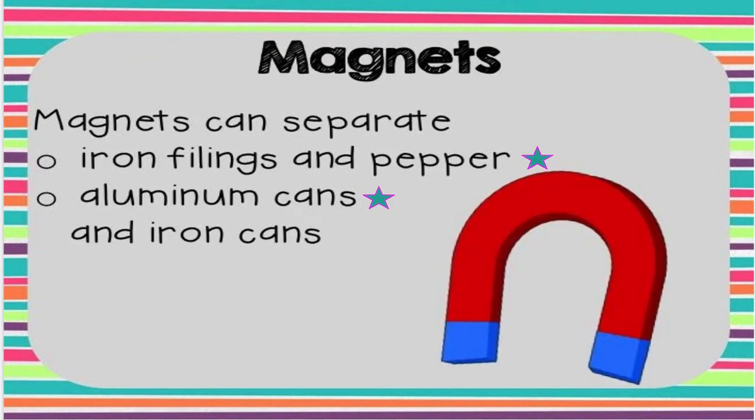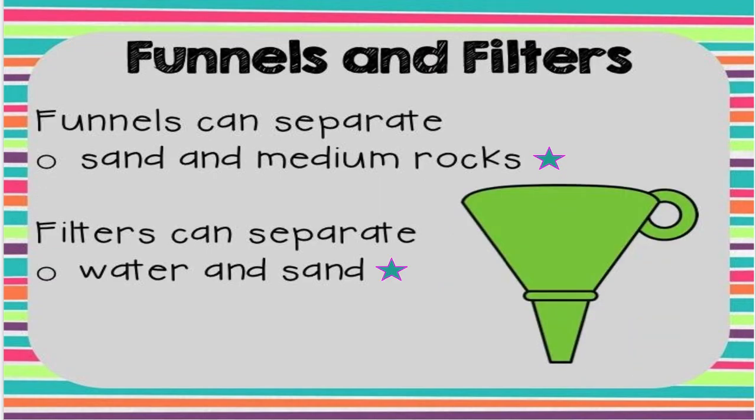And it just changed, the crystals changed form. Magnets can separate iron filings and peppers, aluminum cans, and iron cans. Funnels and filters. Funnels can separate sand and medium rocks because if you put sand with medium rocks in it, the sand's going to fall through, but the rocks are going to stay up in the top part. Filters can separate water and sand.